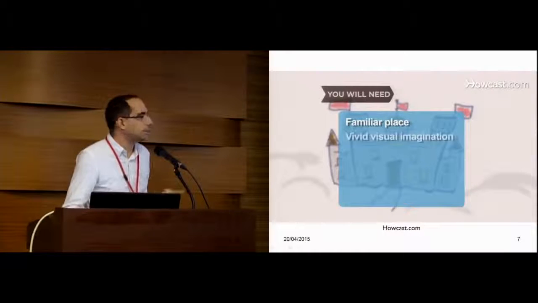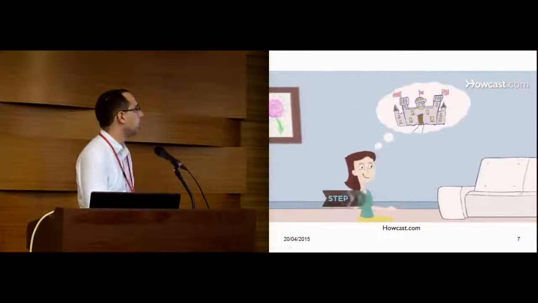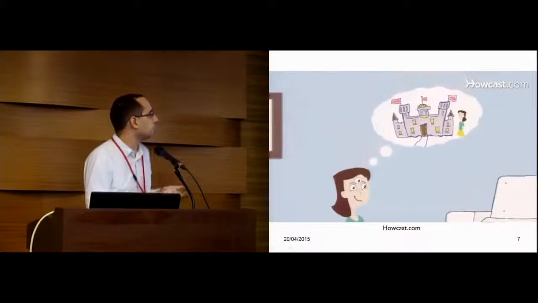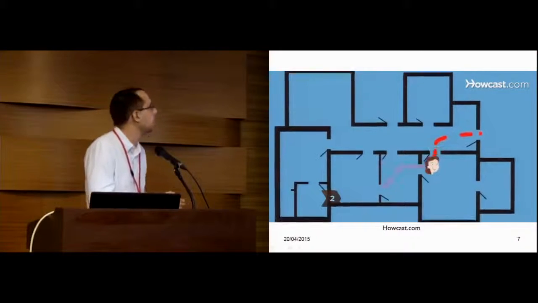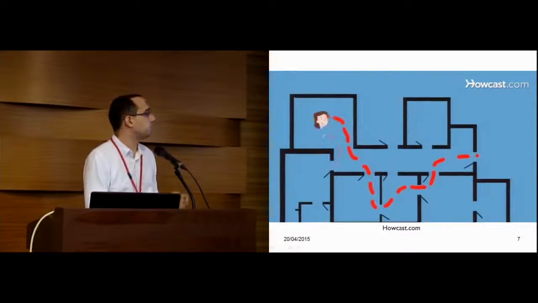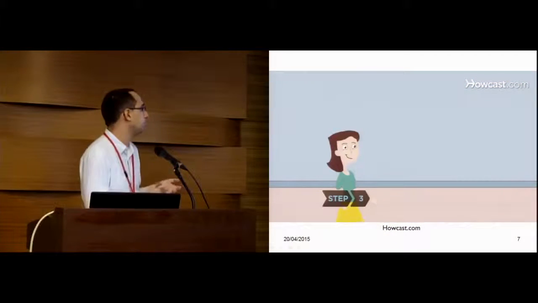So the concept of Loci: in order to use this method, you need a familiar place that you know very well, and you need to picture that place in your mind. And within that place, you create a mental path, as if you were walking through that place on your own, like this. And along that path that you'll be remembering, there will be a lot of objects that you will see.